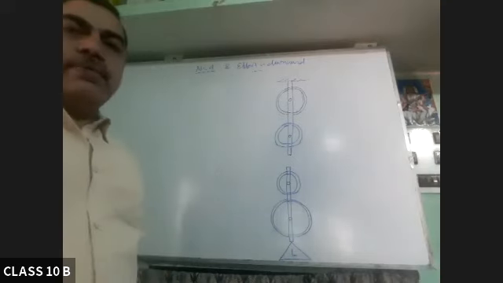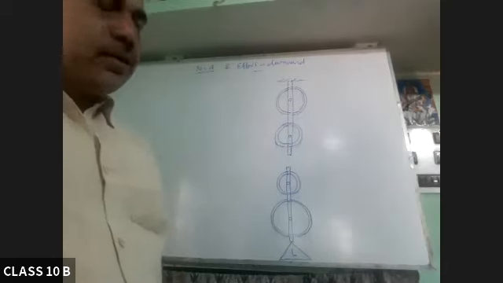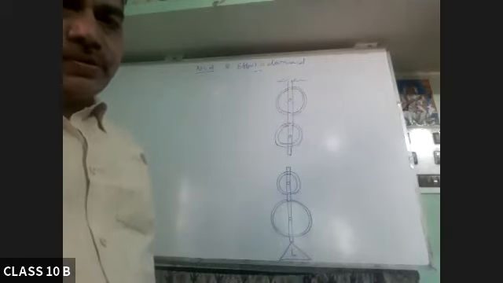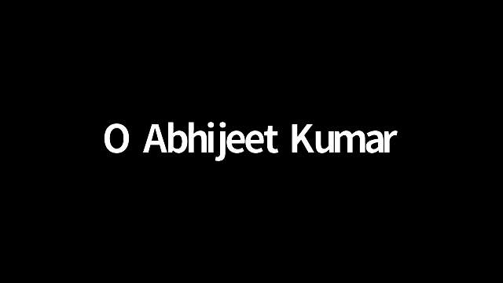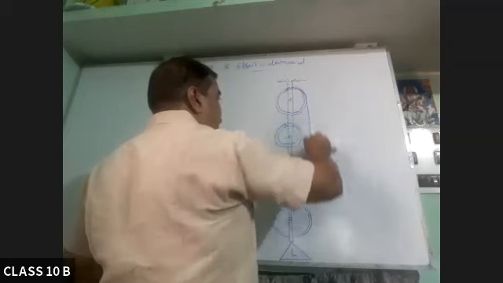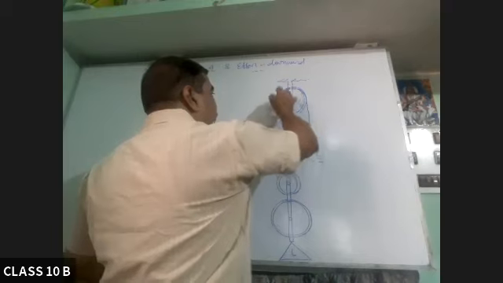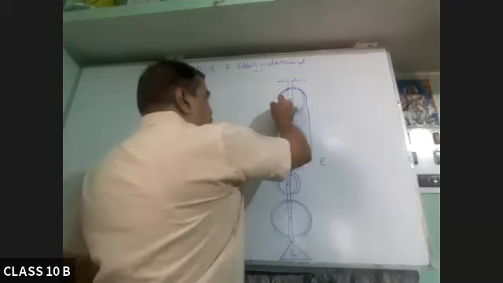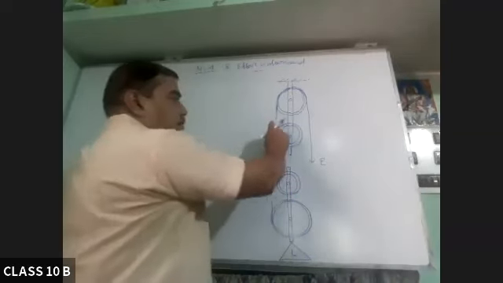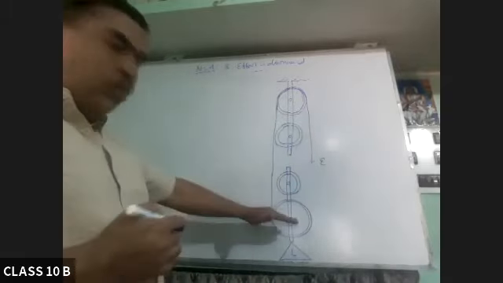So we have to apply effort in downward direction. We'll start from where effort will be applied: topmost or lowest one? Topmost. So we will start the string from here. So here is effort. From the fixed block, the string will directly come to the movable block. It will not pass through this pulley. It goes to the movable block, the lowest one.